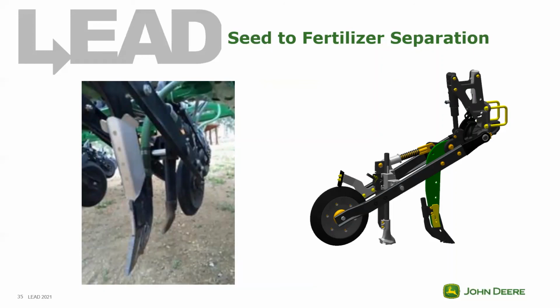A good point to remember is to seed at slower speeds. Openers tend to throw soil, which can lead to poor seed to soil contact. Slowing down will help ensure smoother, more even rows.